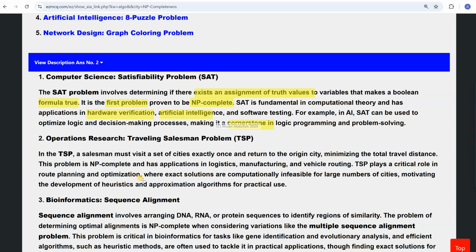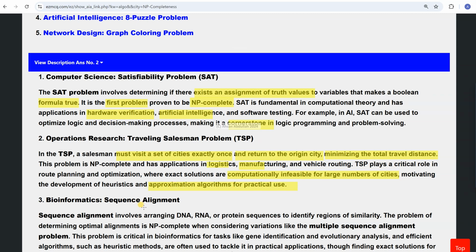Then in operations research, we have the traveling salesperson problem. The traveling salesperson must visit a set of cities exactly once, or maybe points within a city, and return to the origin city or the starting point. What is the objective? Minimize the total travel distance, the total travel time, the fuel expenses, and so on. It has applications in logistics, manufacturing, vehicle routing, and so on, and plays a critical role in route planning and optimization. And of course, this is computationally infeasible for a large number of cities, right? So that is why we need approximation algorithms for practical use. Approximation algorithms give a bound on how good the results are going to be with reference to the optimum result. That is the beauty of approximation algorithms.